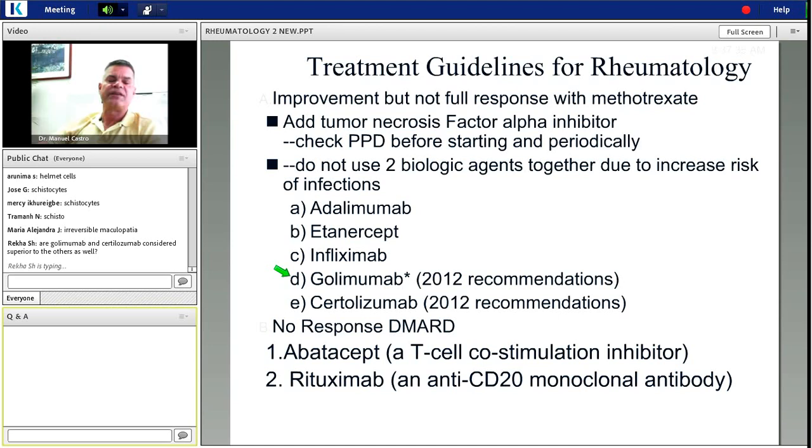Abatacept can be used if there has been no improvement. So remember, if there's improvement but not full, you're going to use a tumor necrosis factor alpha inhibitor. If there is no improvement at all, then you're going to use abatacept, a T-cell co-stimulation inhibitor, and rituximab, which is an anti-CD20 monoclonal antibody. That's kind of the big treatment that you should know. Yes, you continue on methotrexate if there is some response. If there is some response, continue on methotrexate.